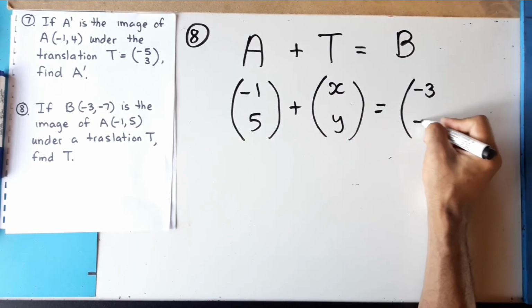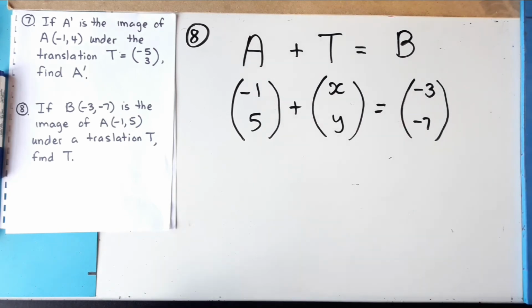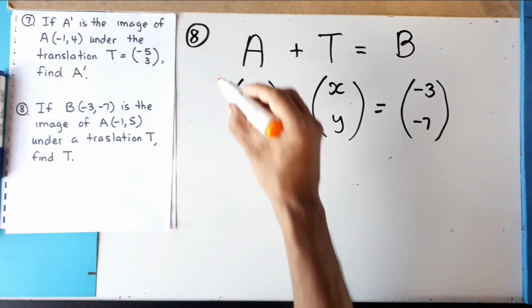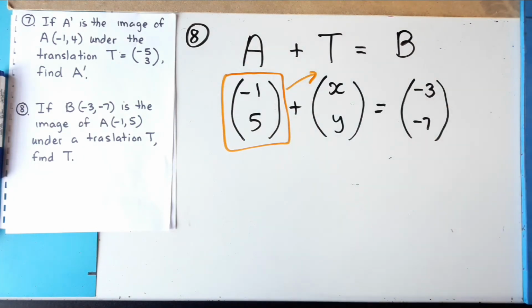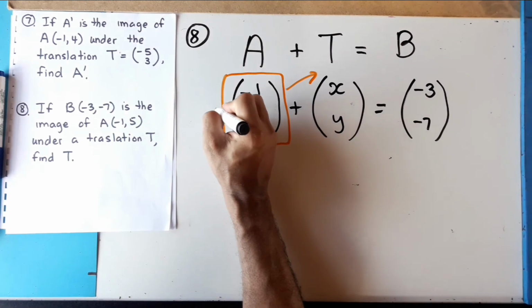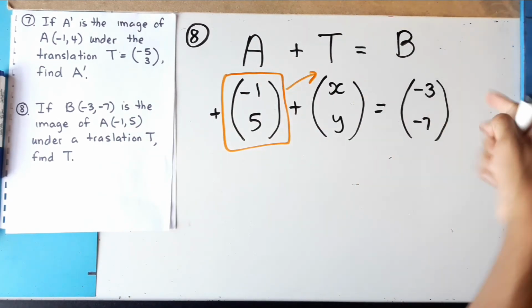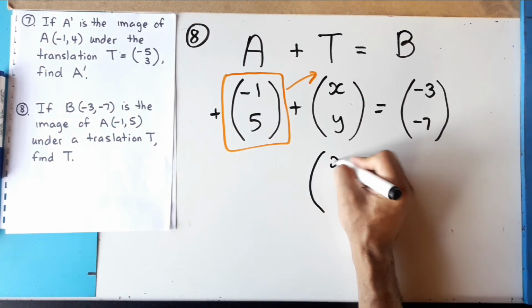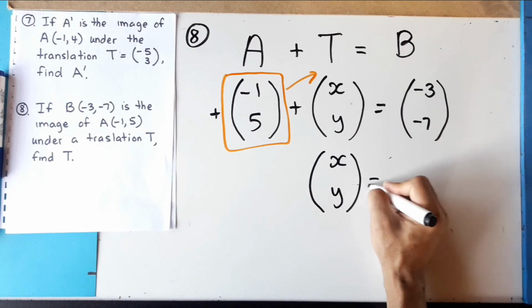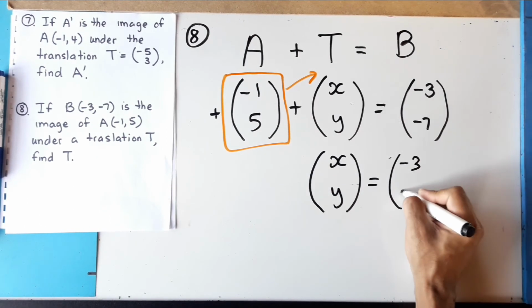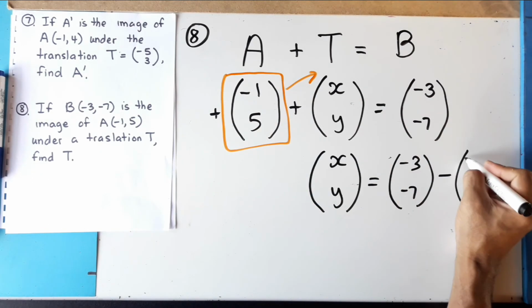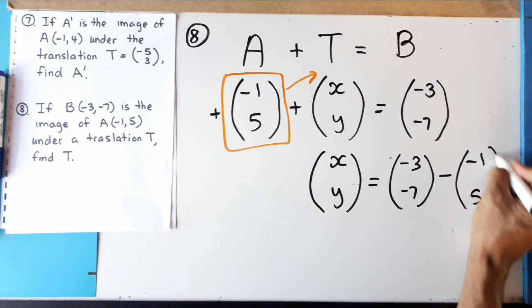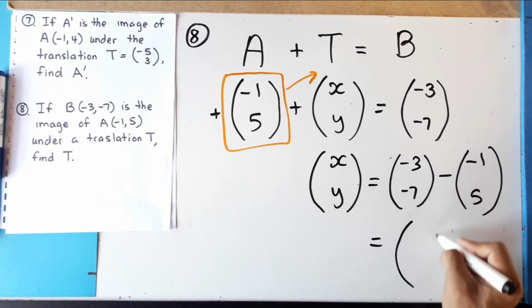Which is minus 3, minus 7. We are trying to solve for x and y. So all we need to do is take this and throw it across on the other side. Now keep in mind there's a secret positive here. So when you throw across the positive, you're going to get a negative. So you have minus 3, minus 7 waiting. You throw across this and it becomes minus 1, 5. So we can do this pretty quickly.